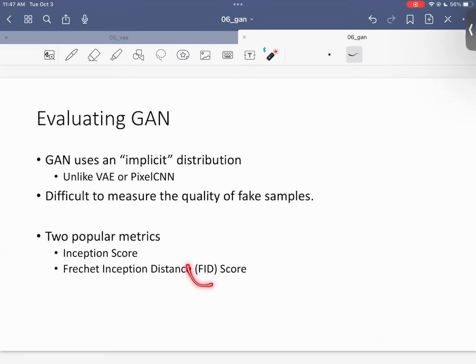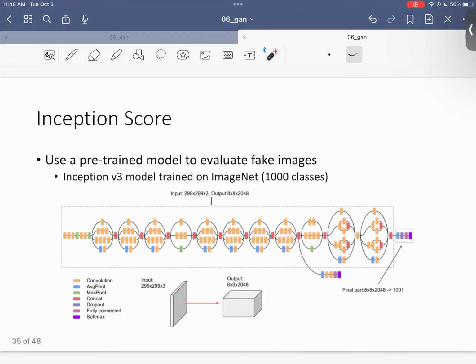You will see the FID score in a lot of generative model papers, even to this day. We'll start with the Inception score. So what is an Inception score? The Inception score comes from a model called Inception version 3.